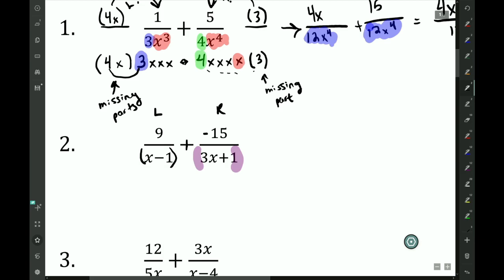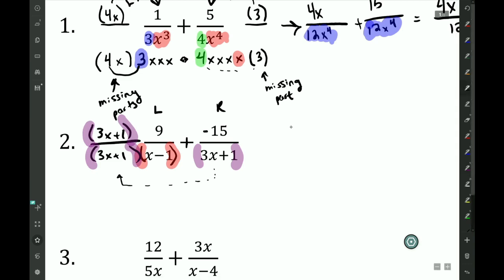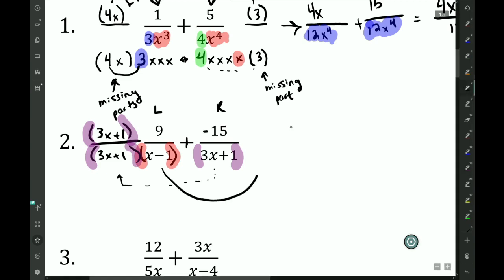Okay, looking at these entire chunks, I would say the left fraction is missing the 3x plus 1. So this needs to be over there in order for them to play together. Okay, it needs a 3x plus 1, and you have to also distribute the 3x plus 1 up top. So this gets the entire purple piece. Now, what the other fraction needs on the right is an x minus 1. So we multiply the whole thing by x minus 1. I'll erase that just to show.